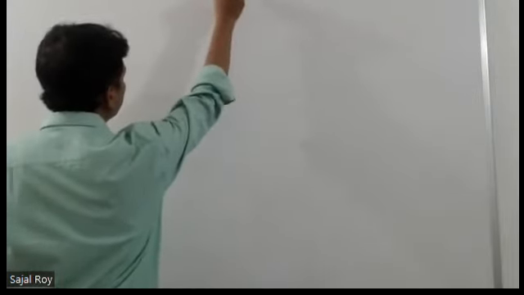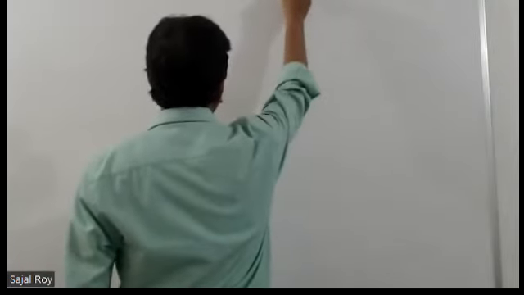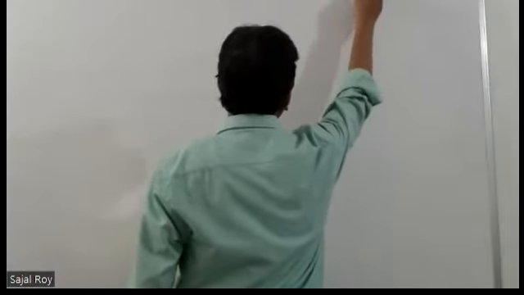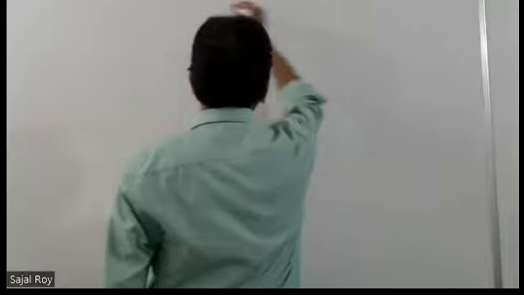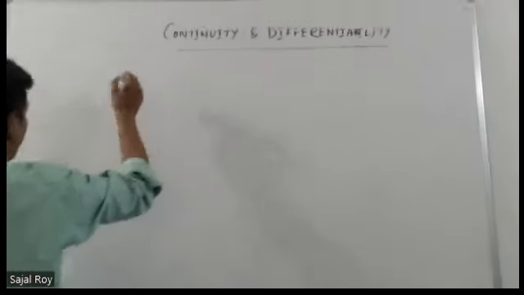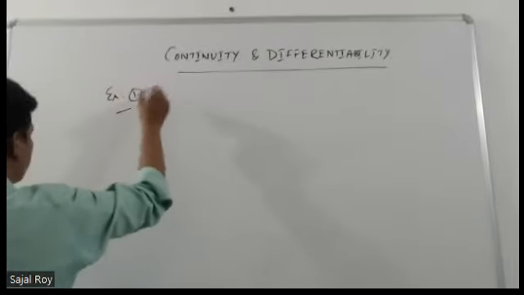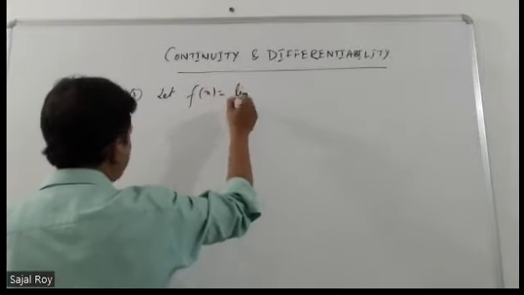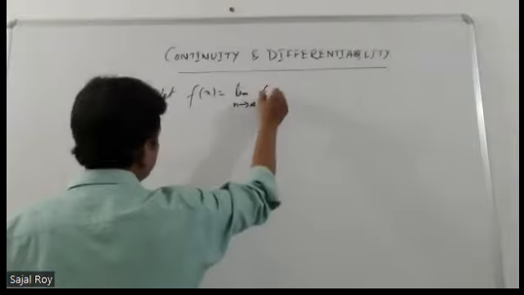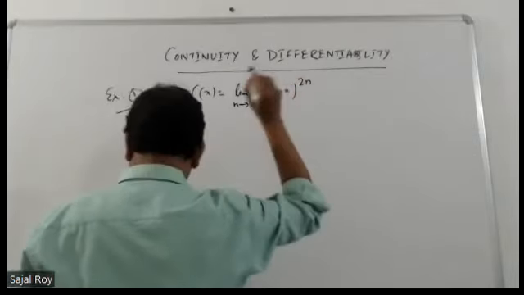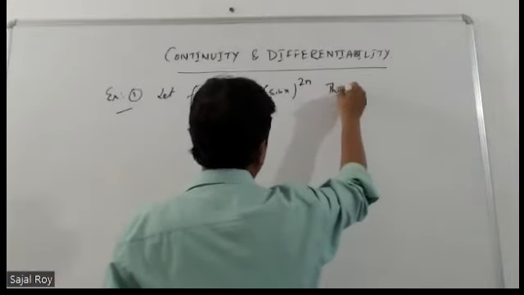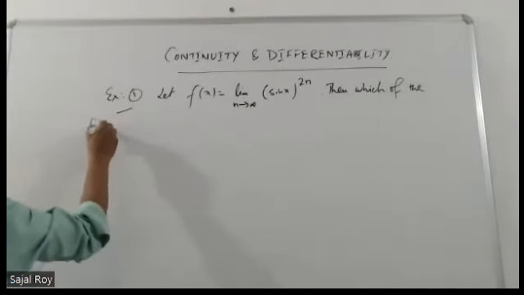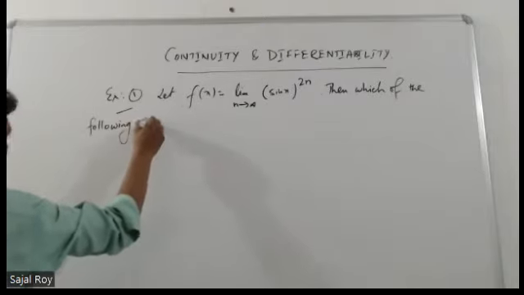Continuity and differentiability. So next, today's question number one is: let f(x) equal to limit n goes to infinity of (sin x) to the power 2n, then which of the following is not true?